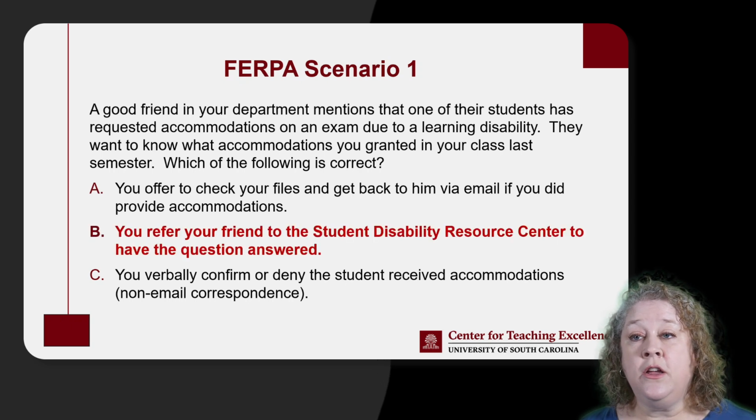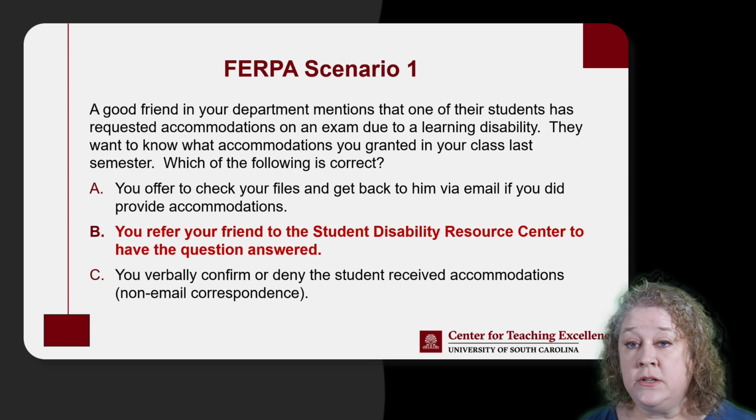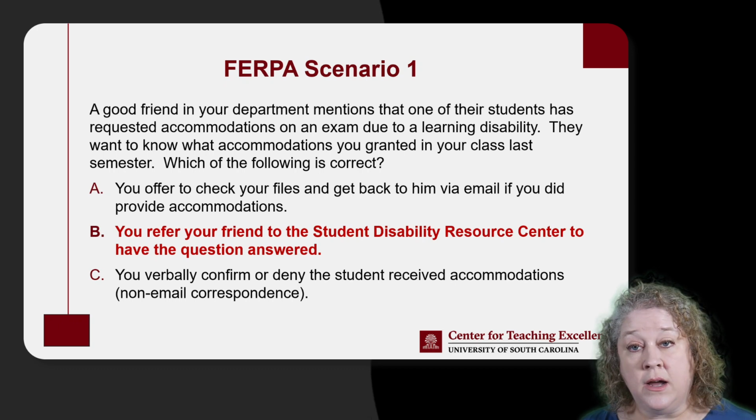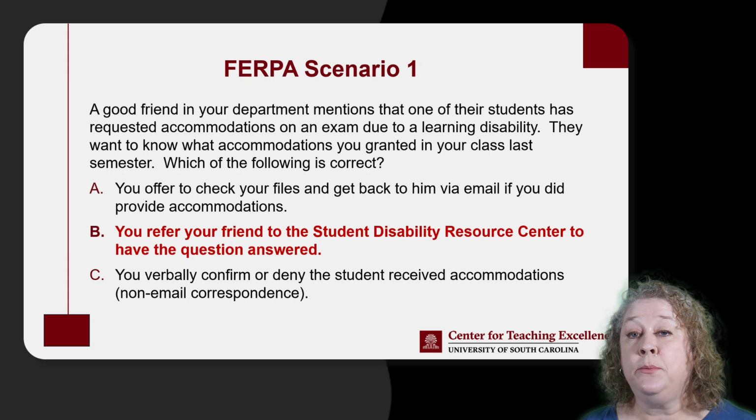So hopefully you answered B, where you refer your friend to the Student Disability Resource Center to have the question answered. This is protected information. Even if your significant other, it's a good friend, it's a fellow colleague, you cannot share this information. It is protected by law. So send your friend to the Student Disability Resource Center and they can help you with that.